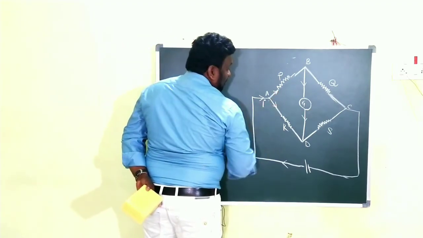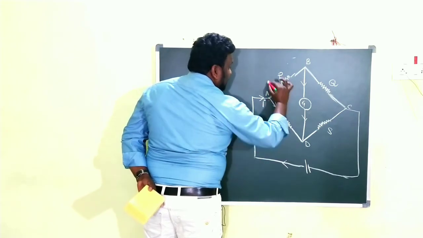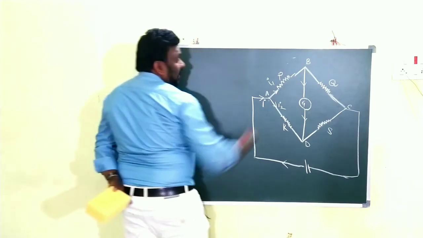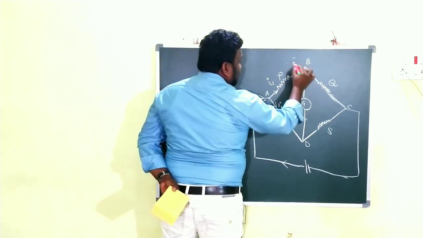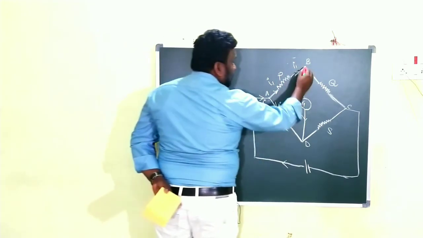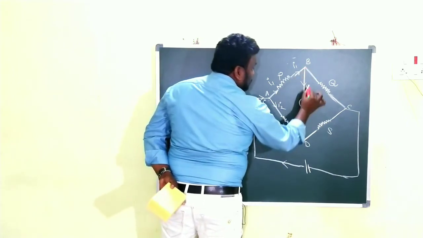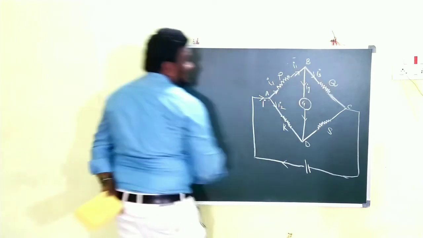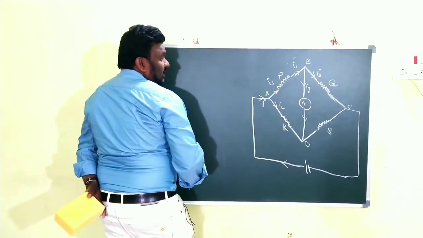At the point A, the current splits into two paths. Here this is I1 and this is I2. So I1 amount of current passes through P. At the point B, again, what do you have to say? That splits into two parts, IG and I3. IG and I3. Got this point, children?